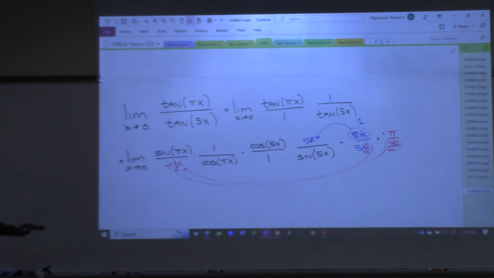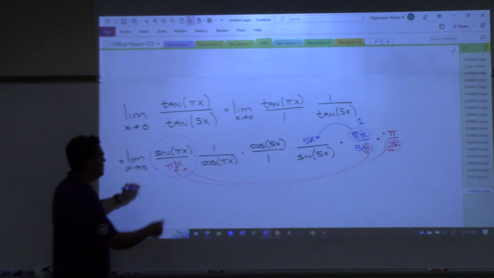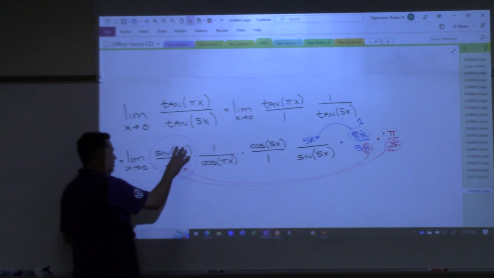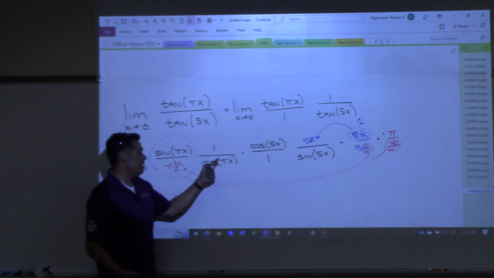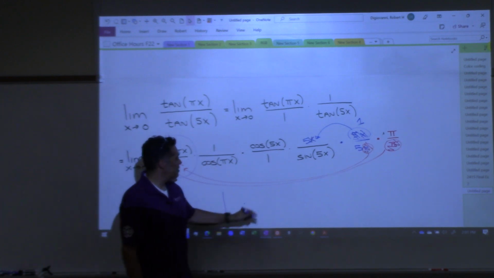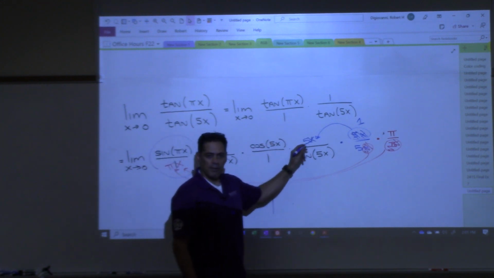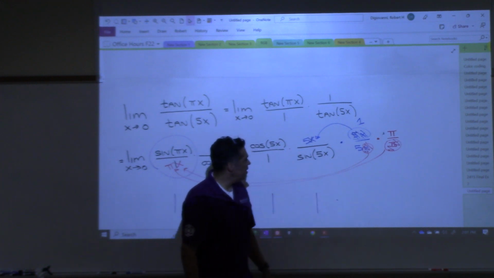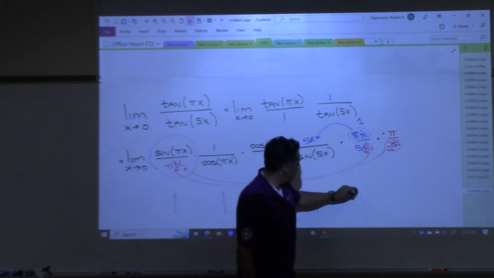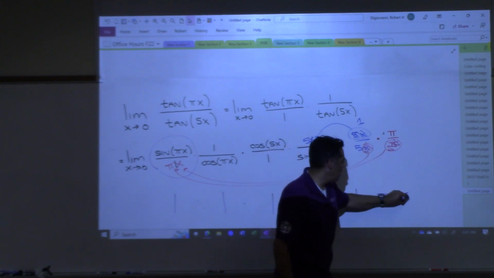Everything should work out now. We should have no problems now. Take the limit, let x go to 0. This right here is sine junk over junk. Junk matches, junk goes to 0, that goes to 1. Times 1 over cosine of 0, that was 1 over 1. Times cosine of 0 is 1, 1 over 1 is 1. Times junk over sine junk, junk matches, junk goes to 0, 1. Times over here, I had the 1 on top and the 5, 1/5. And over here, I had the pi. So your answer is pi over 5.